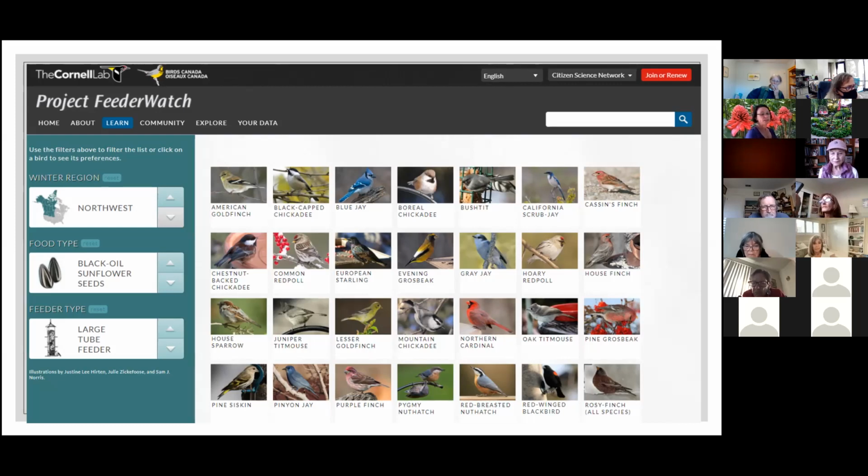And so what you can do here is indicate what region you're in, what kind of feeder, your food type you're putting out, and what kind of tube feeder. And then it'll give you a list of the birds you can expect to see in your region based on that. So say I've observed some bird, I don't know what they are, this will give you a list of things. And if you change that here and put a different kind of seed here, it'll tell you the birds that are eating that seed. So this is a really fun way for non-birders to know what kind of birds they're seeing out on their feeders.